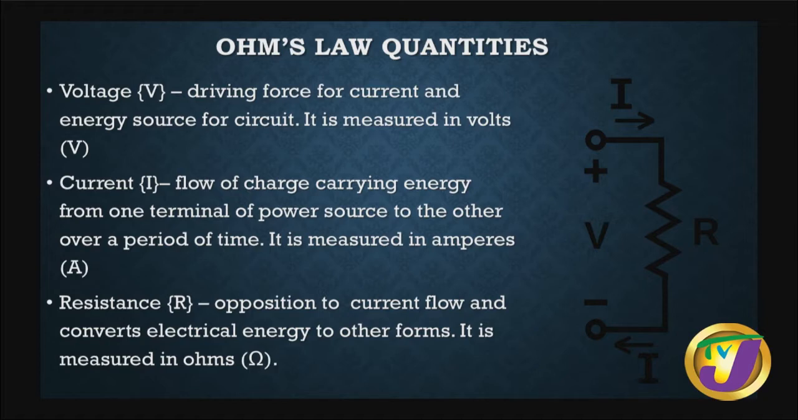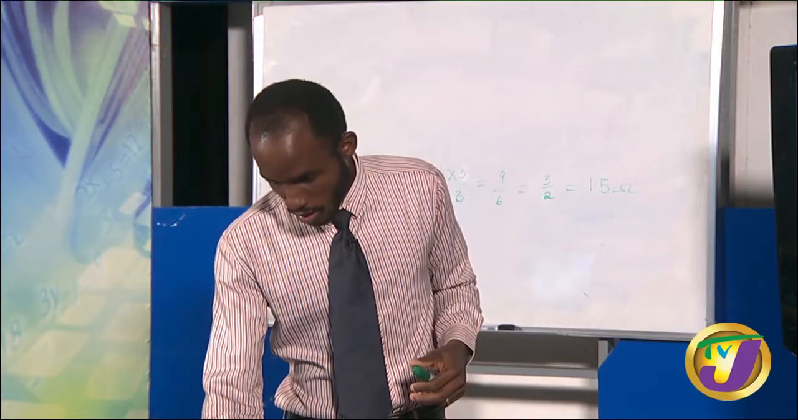And resistance is the opposition to current flow as it converts electrical energy to other forms and is measured in ohms. So volts is the unit for voltage, and coincidentally, they have the same symbols. Current, the unit for that is amperes, and the symbol for that is A. And the unit for resistance is ohm, and the symbol for that is omega. It's a fancy Greek symbol. Greek symbols are regularly encountered within physics.